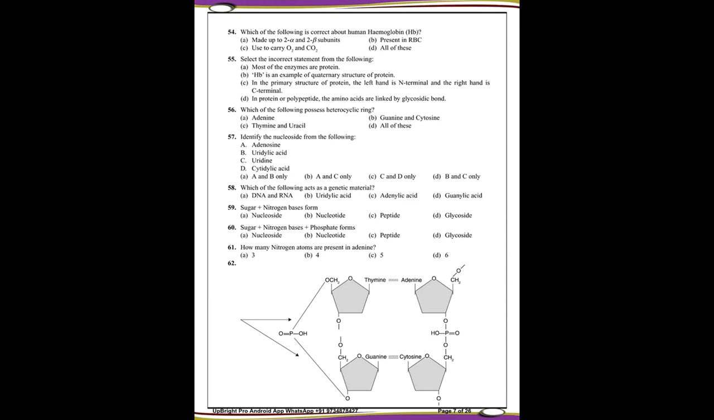You have this, you have that, the diagram nicely drawn. What was the question about? The linkage represented by arrows. What was the linkage? This linkage is a phosphodiester bond. The phosphodiester bond links the individual nucleotides to form the DNA structure. So the answer is B, phosphodiester bond.